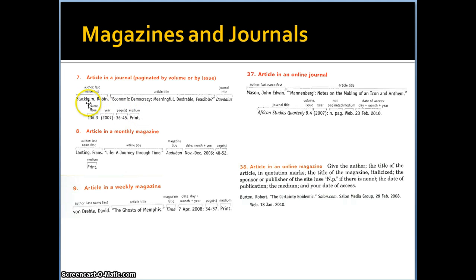So we've got author, short article, the name of the journal where it was found, volume, issue, year, pages, medium. Over here, take a look, slow this down if you want to later, but this is all exactly the same information in the same order. The only thing that's different is if it's a print source, you put the word print, and over here, if it's an online source, you put web and the date you accessed it. Same with a magazine. Everything is exactly the same. The only thing that's different is with a print magazine, you put print, and with an online magazine, you put web and the date you accessed it. So that's really easy.